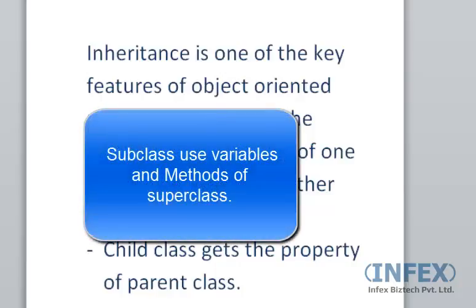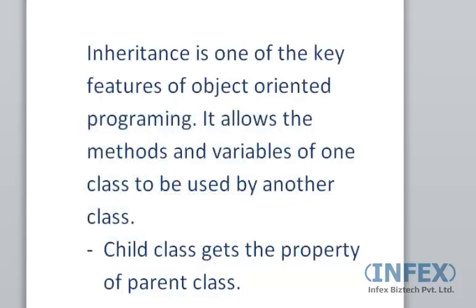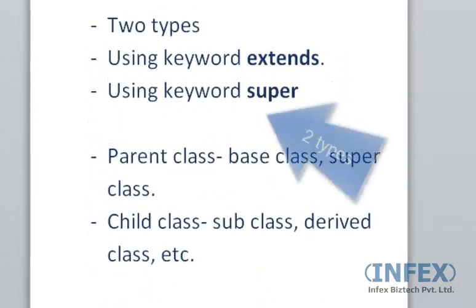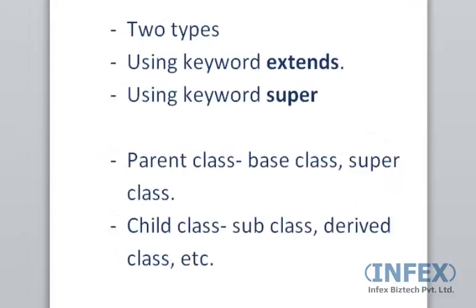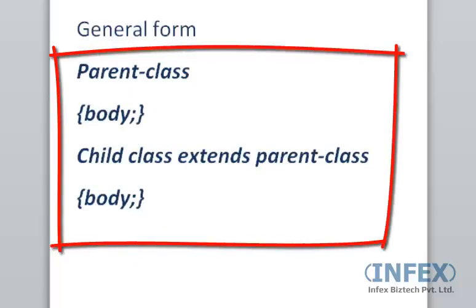So a subclass can inherit variables and methods of the superclass. There are two ways to apply inheritance: using keyword extends and using keyword super. Parent class is the base class, which is called a superclass. Child class is the subclass. This is the general form of inheritance.